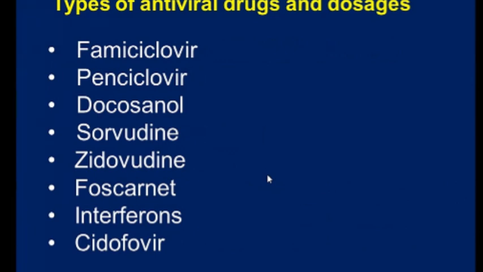So most of the antiviral medications, but not all, always end with VIR. So when you see VIR as a suffix, you know that this is an antiviral medication. So these are examples.